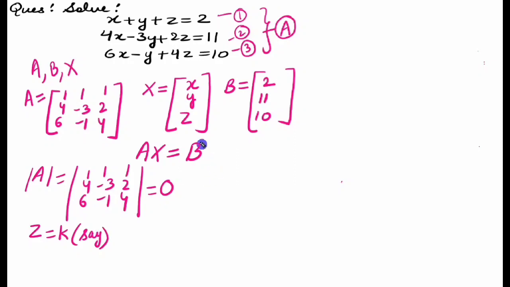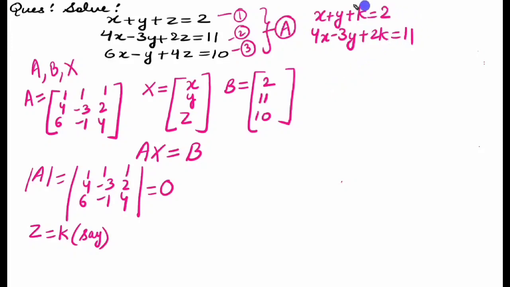Because determinant of A has come out to be 0, we proceed like this: we have equated one of these three variables, z, to some constant k. Let us say z is equal to k. Now what we will do here is put the value of z in equations 1 and 2. When we put this value of z in equations 1 and 2, what we will be getting here is x plus y plus k is equal to 2, and the second equation would become 4x minus 3y plus 2k is equal to 11.